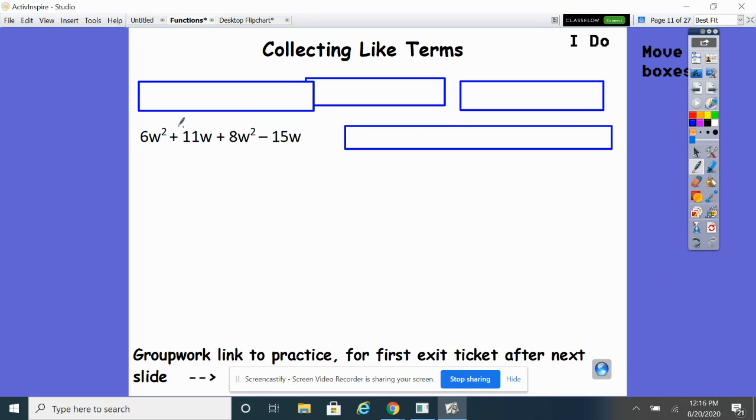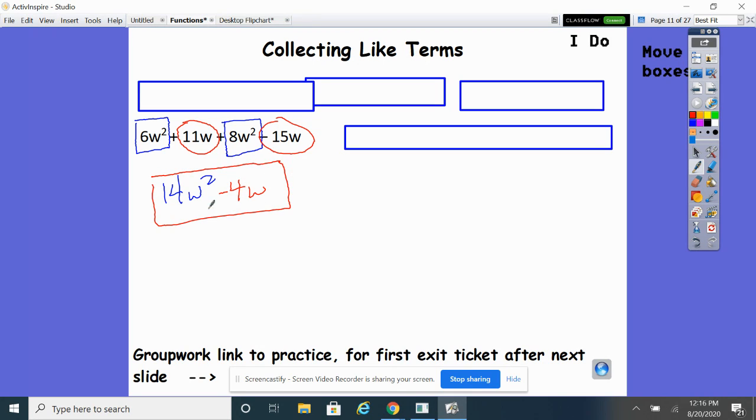So clearing that out, 6w squared has an exponent of 2. Does anybody else have an exponent of 2? Yep, this guy does right here. So if I have 6w squareds and 8w squareds, that's a total of 14w squareds. Then this guy is just a w. He's not squared. And this guy is also a w not squared. If you have 11, but you take away 15 w's, it's going to leave you with a negative 4w. So our final answer for this is 14w squared minus 4w.